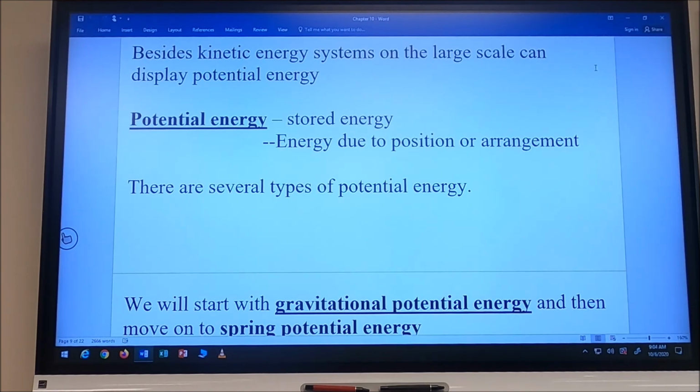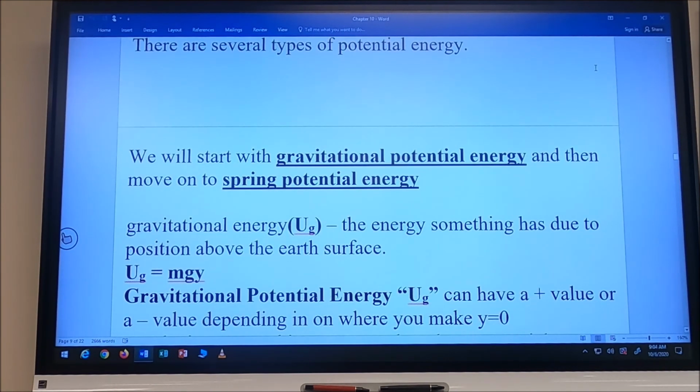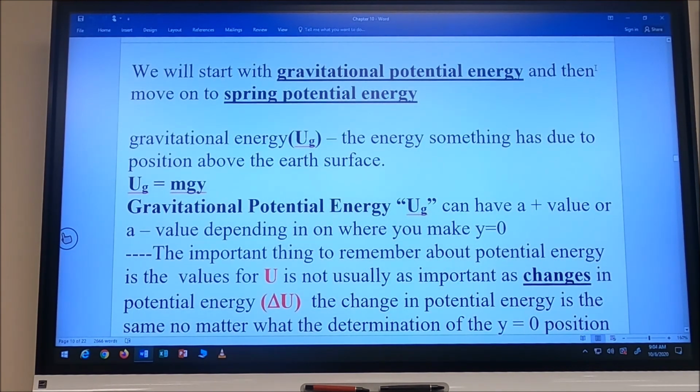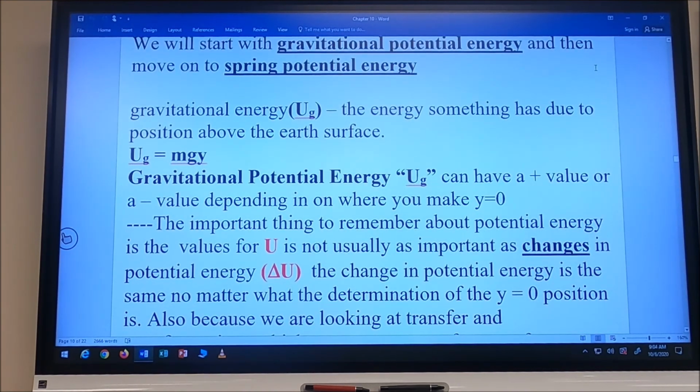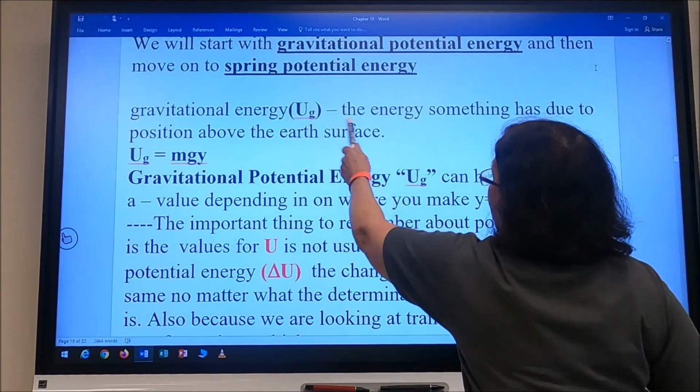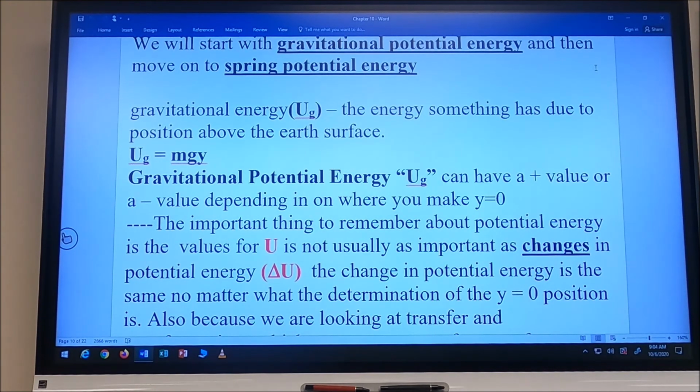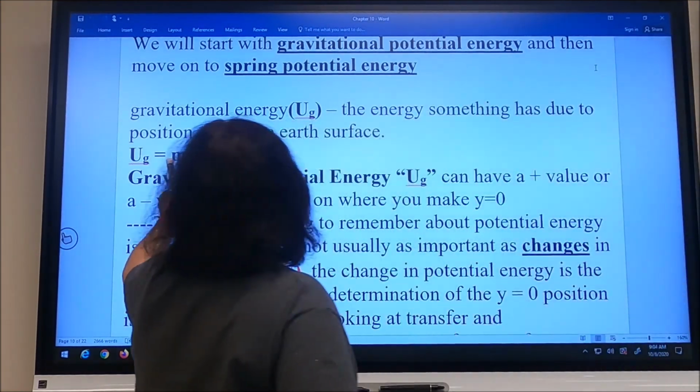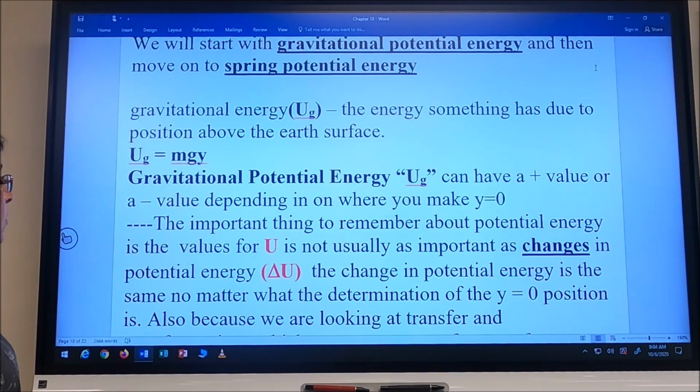And forces at a distance are conservative forces, and spring forces are conservative forces. So we're going to start out initially with gravitational potential energy. Then we're going to talk about spring potential energy. Now, gravitational potential energy is always given the symbol U sub G. It's energy something has because of its position above the Earth. U_G is always equal to mgy.